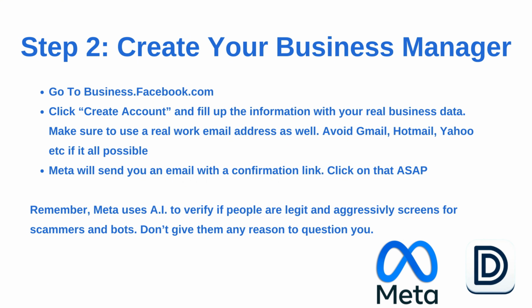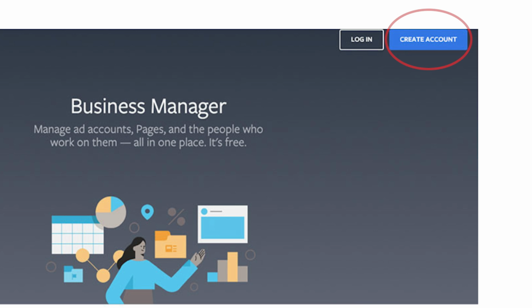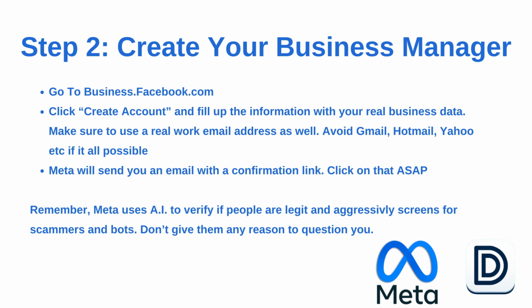Step 2 is to create your business manager. From here, you're going to go to business.facebook.com. And again, there'll be a link in the description for you. Click create account and fill out the information with your real business data. Avoid using Gmail, Hotmail, Yahoo, etc. if at all possible. Meta will send you an email with a confirmation link. You should click on that as soon as possible.